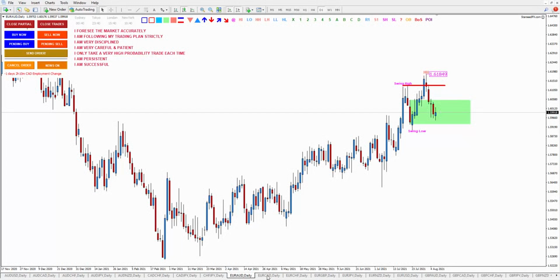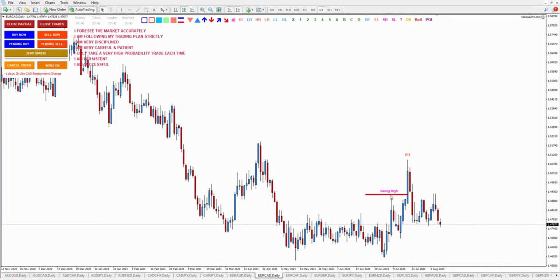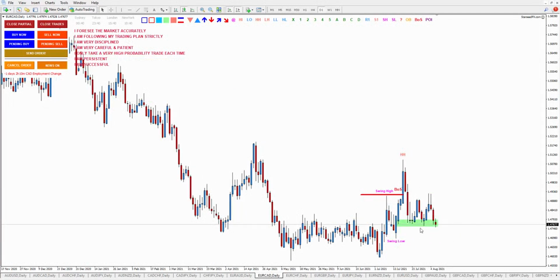All right, now let's go to Euro Canadian. Here is the last breakout. It breaks above. The market is trying to reverse to be bullish, but it is not certain to be bullish. Why? Because this candle still closed lower than this one. This high, which is a higher high compared to this high. This is a higher high. So here is the breakout structure, and this is our swing low, and our order block is the last bearish candle before the breakout happened.